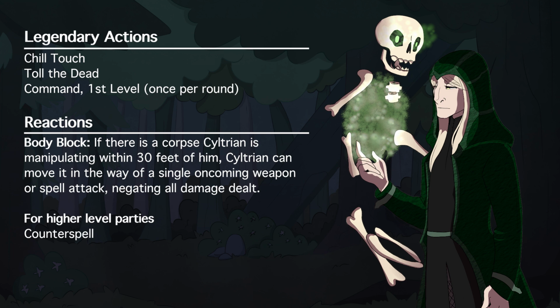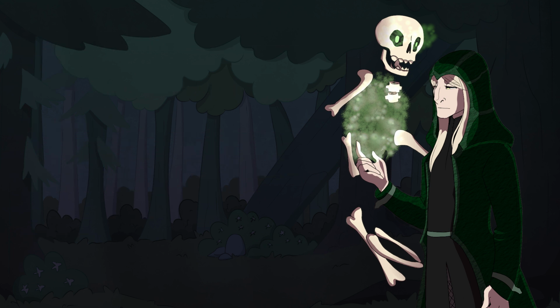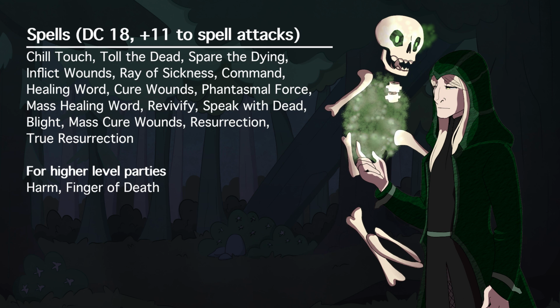I also gave him a cool homebrew necromancy reaction called Body Block, which allows him to move a creature whose corpse he's manipulating in the way of oncoming attacks. He can cast any legendary action as an action, along with some spells I selected that I felt were appropriate. On top of that, he can also cast Hail of Bones 3 times per day, which is essentially just animate objects, but it only works on bones and other dead material.